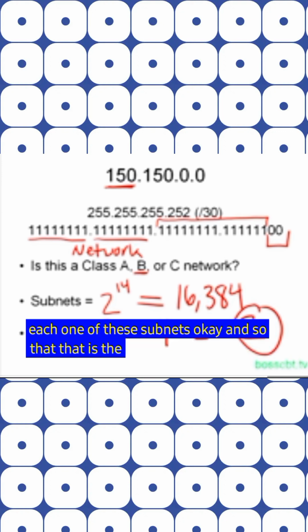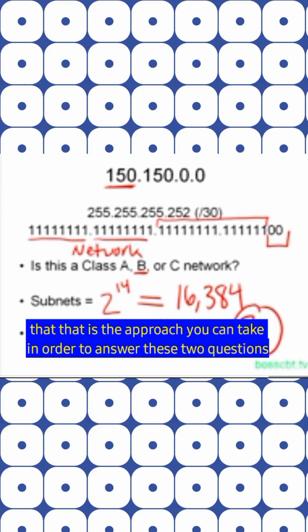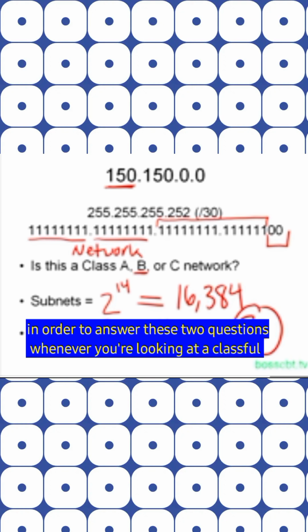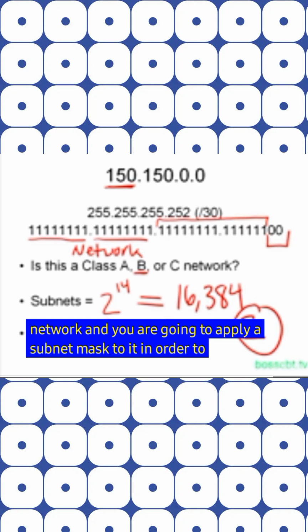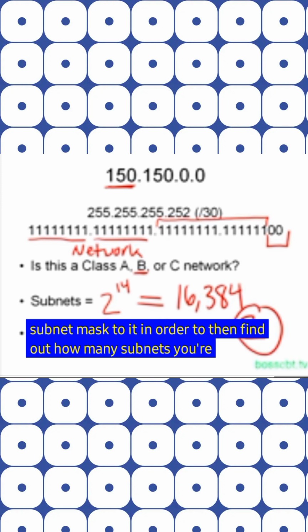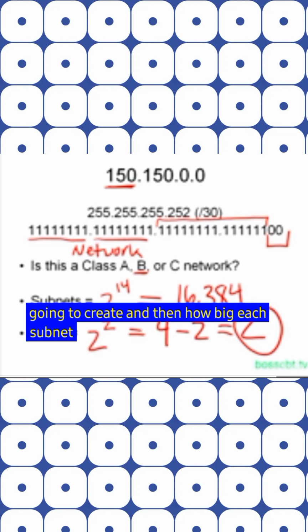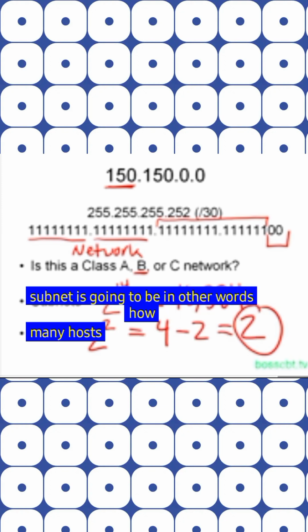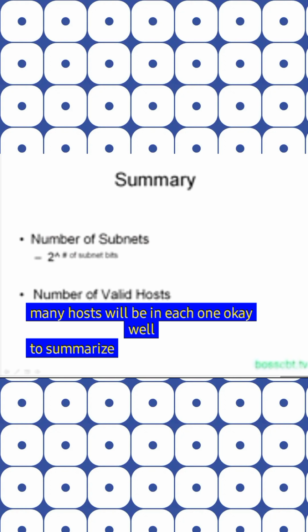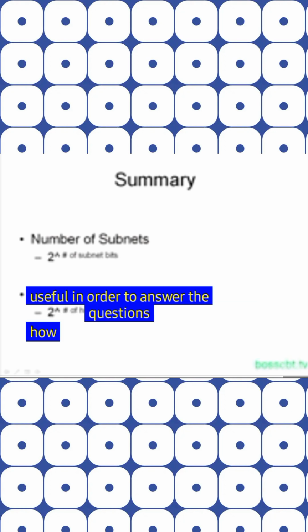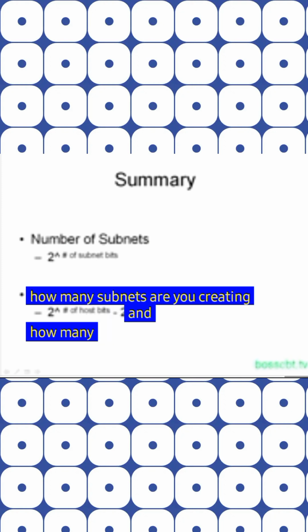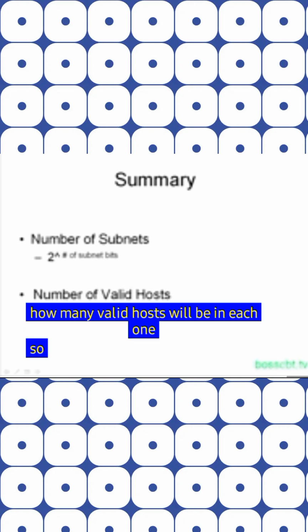Okay, and so that is the approach you can take in order to answer this question whenever you are looking at a classful network and you are going to apply a subnet mask to it, in order to find how many subnets you are actually going to create and how big each subnet is going to be, in other words, how many hosts will be in each one. So you have to take this formula clearly, and you may use it. The number of subnets is 2 to the n, where n is the number of subnet bits, and the number of valid hosts will be in each one.